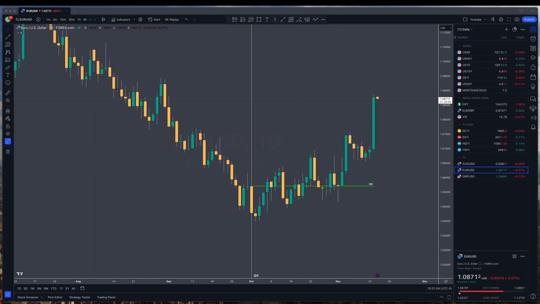Today we're going to be going over setting up your chart when it comes to the CLS close window. And the time for that CLS close window is going to be 10 a.m. Eastern to 10:25 a.m. Eastern.